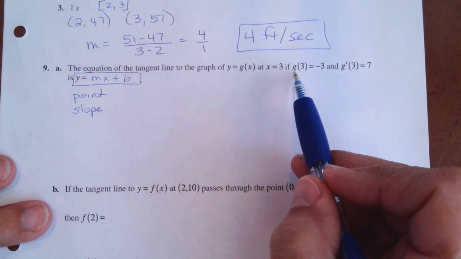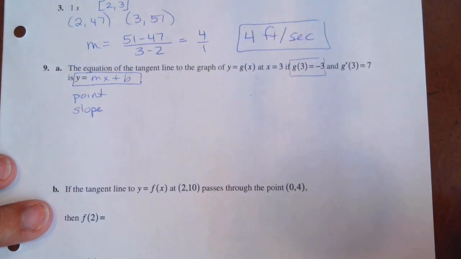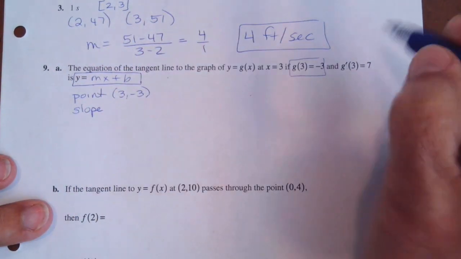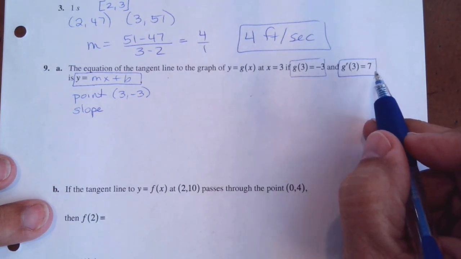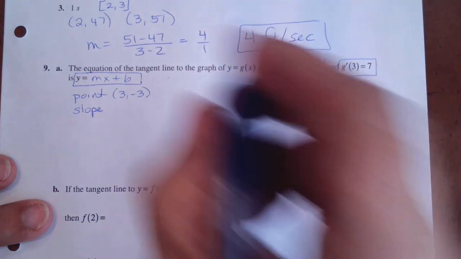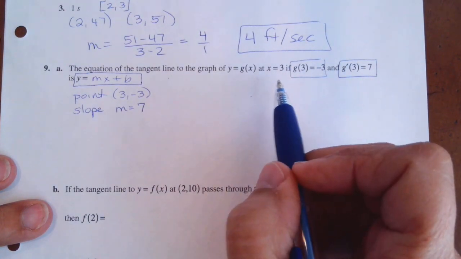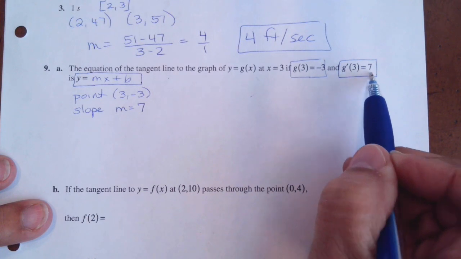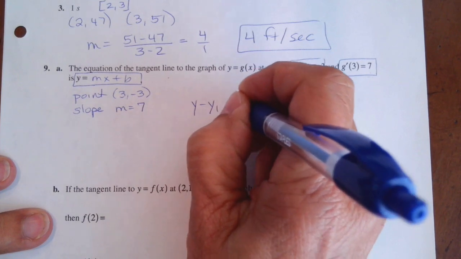They're giving you g of 3 is -3. This is your point right here. That's an ordered pair. So my point is (3, -3). And then what does this mean? What does the derivative of g at 3 being 7 mean? Derivative is the slope. So 7 is the slope of this function at 3. Okay. So again, just notation. Ordered pairs and derivative is slope. So slope is 7. So now that you have that, you can do your equation of the line.